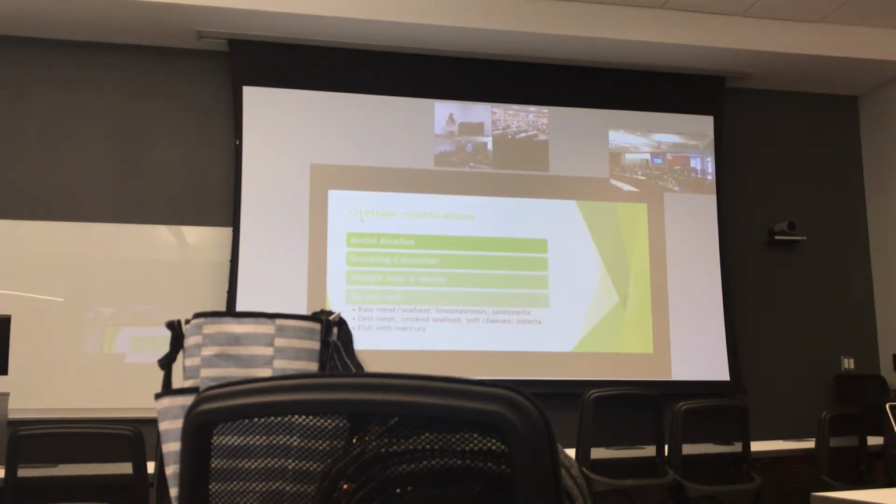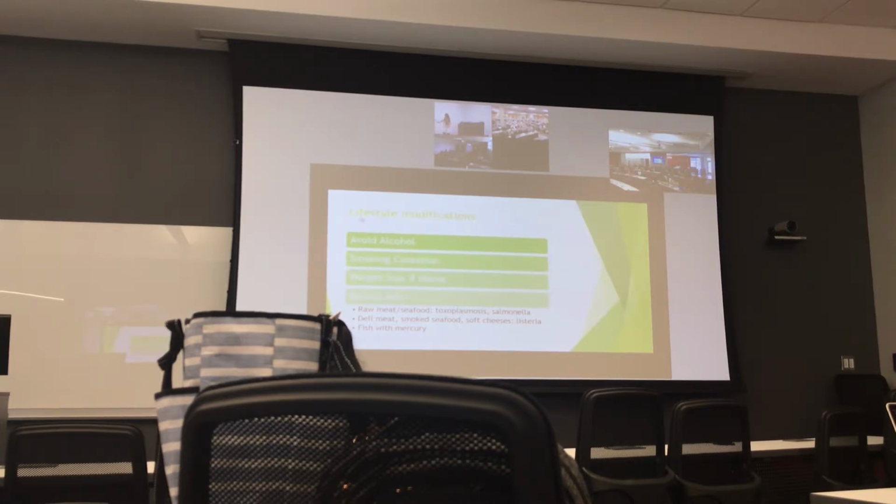Then summing up with lifestyle modifications, of course, we should know, or at least what we're learning now, that you avoid alcohol during pregnancy. I advise smoking cessation if you have a female who is planning a pregnancy or is pregnant. And then obesity has been linked to greater birth defects, so advise weight loss if possible.